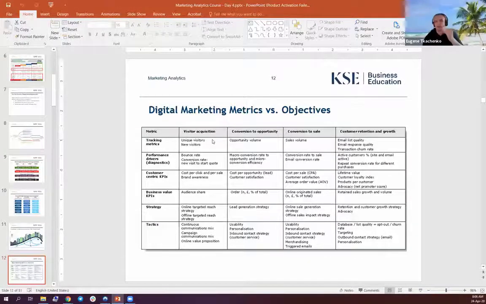So if your objective is visitor acquisition, most likely your tracking metrics will be unique visitors and new visitors solely at that point. Your performance drivers, or some sort of diagnostic KPIs at that point, may be bounce rate, conversion rate, new visits, and maybe quotes. Because again, overall I may be trying to achieve a particular number of people for this particular stage, but at the same time I need to know how well they are interacting with the website.